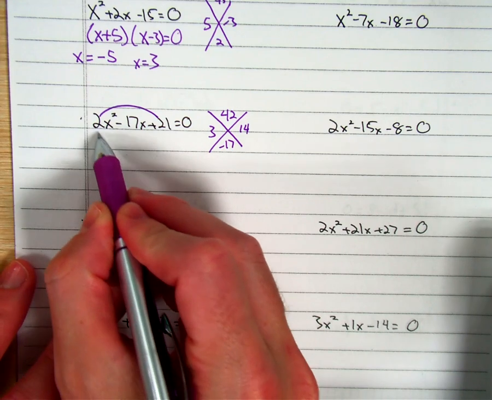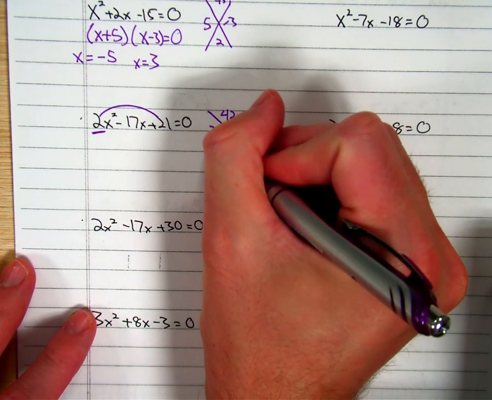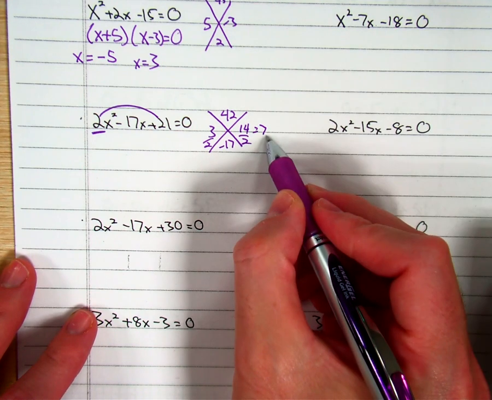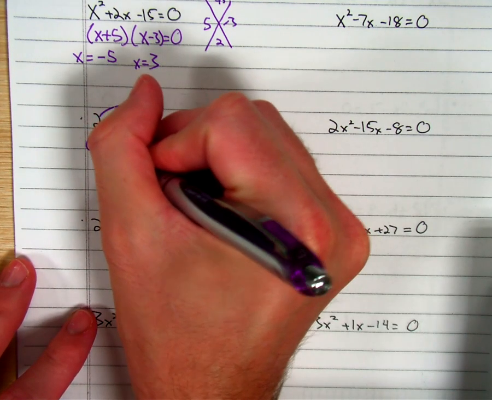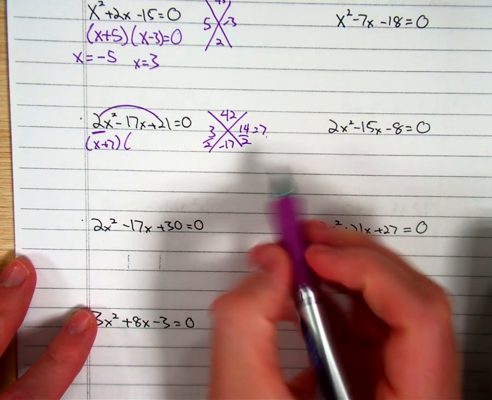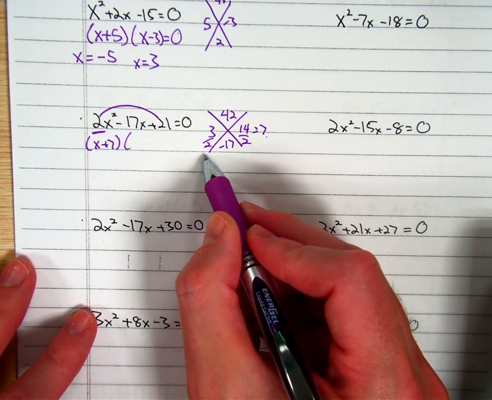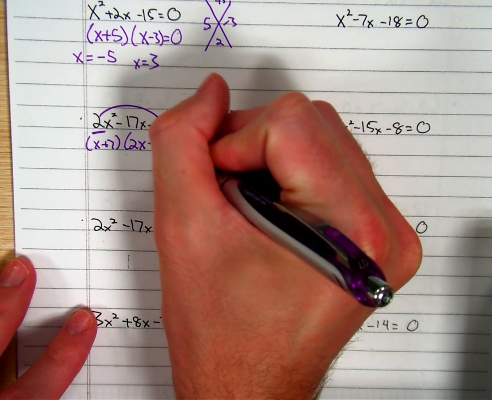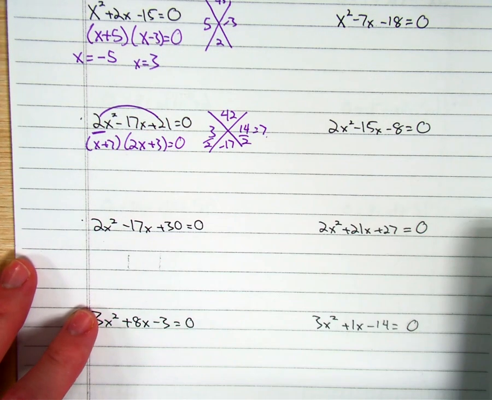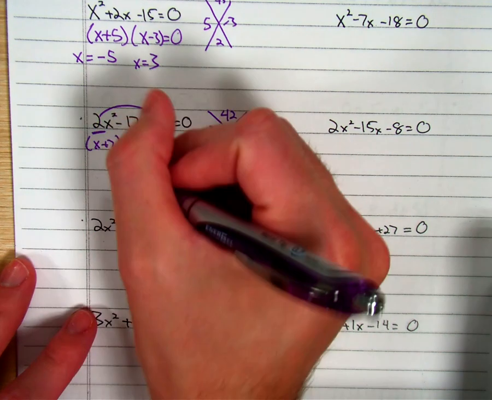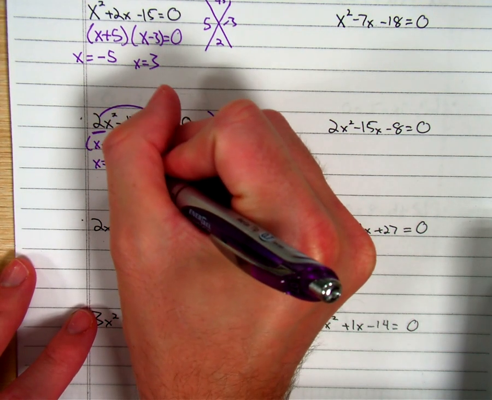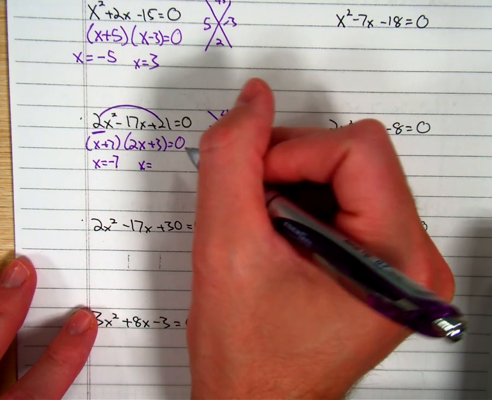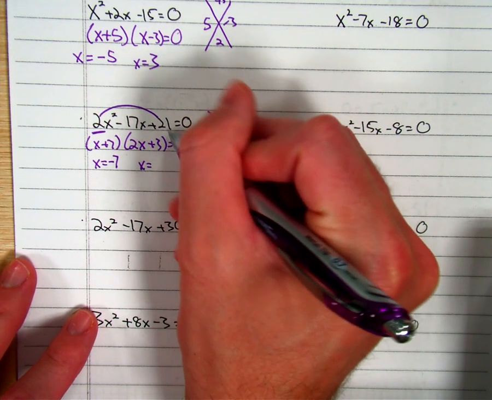Now, because we did this times 2 in the front, we got to come back and divide these by 2. Remember, if it works out nice, we can go ahead and use it. x plus 7. If it doesn't work out nice, the bottom number goes in front of x, 2x plus 3. Okay, then our answers should be negative 7 and negative 3 divided by 2. Remember, it's always opposite of that back number divided by the front.